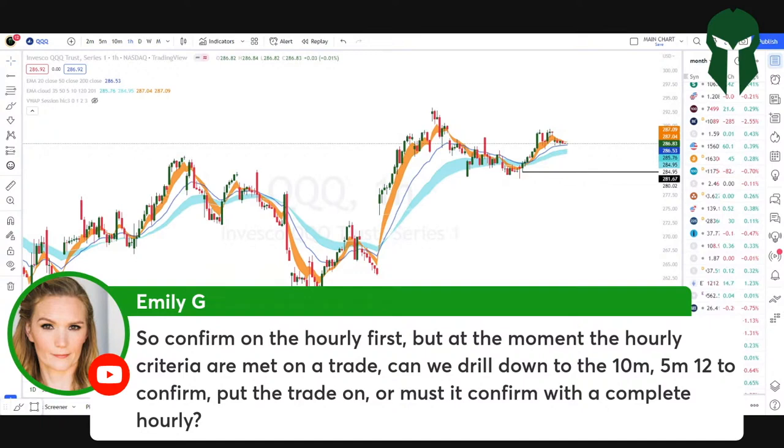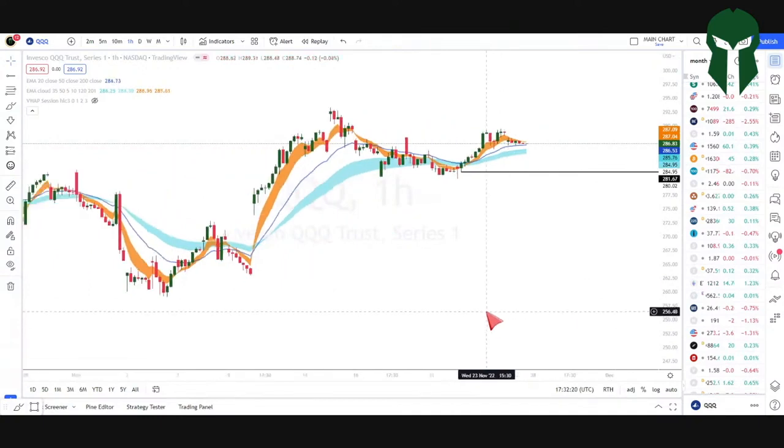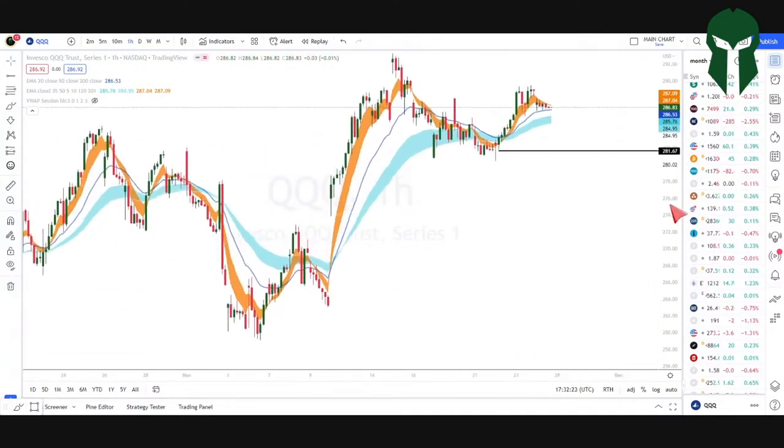So confirm on the hourly first. Yes. So confirm on the hourly first, but the moment the hourly criteria are met on a trade, we can drill down to the 5, yes, the 2, and confirm. No, don't wait for the confirmation on the 100. I mean, you can, but you don't know where that's going to be, right? Especially if you're using this to day trade. You have no idea where that's going to be.